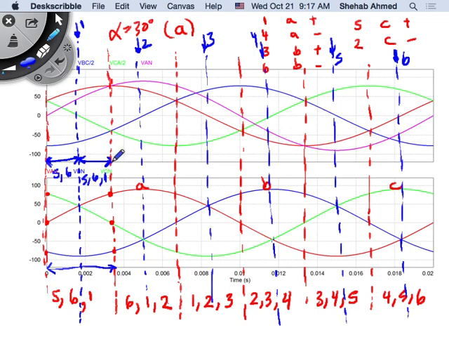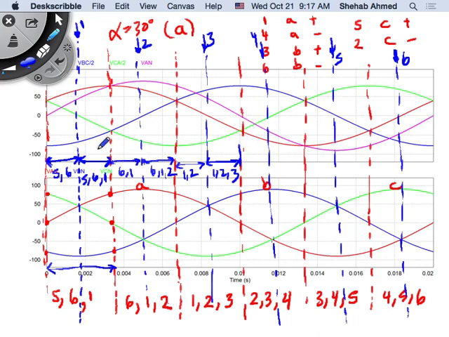How about here? Here 6 and 1 are on. Here 6, 1, 2 are on. Here 1, 2 are on, right? Here 1, 2, and 3. We'll do half cycle. Okay, we'll stop here. You can repeat the next. There's no time.